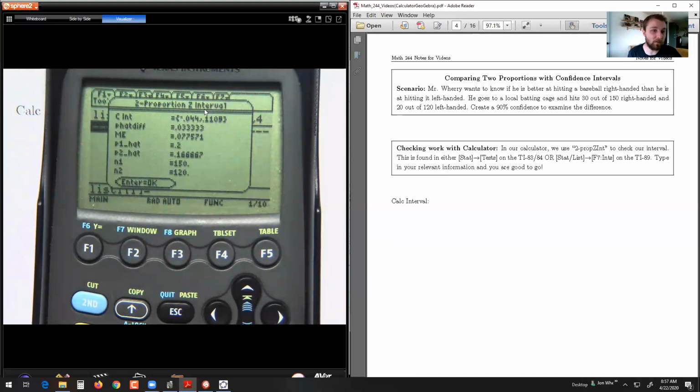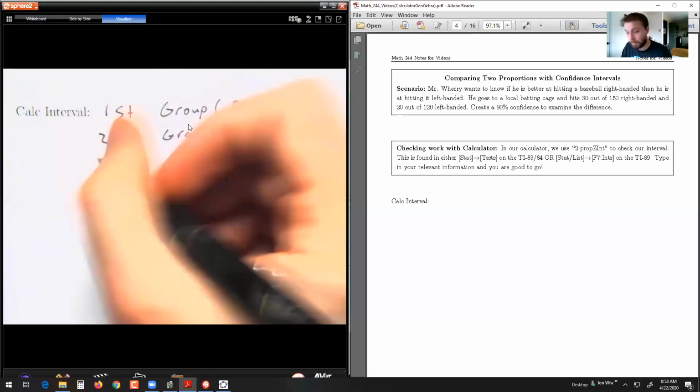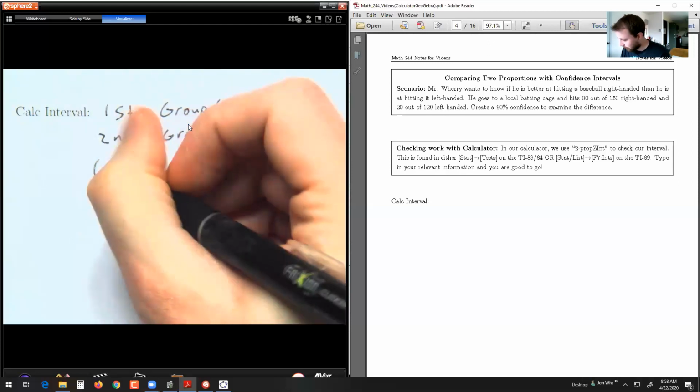And this gives me an interval of negative 0.044 up to a positive 0.1109. It says my first success rate for right hand, because that's my first group, is 20%. And for the left hand, it was about 16.7%. So it looks like I'm slightly better with my right hand than my left hand until I actually consider the interval. So a couple of notes about your interval when you get it, and I'll write down what we got and kind of help with your conclusion here.